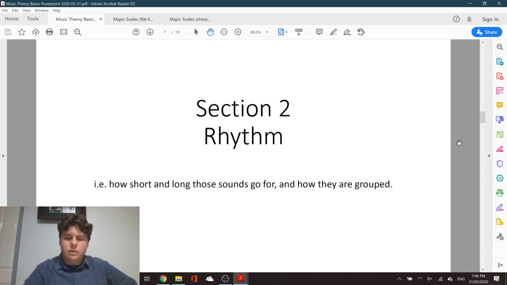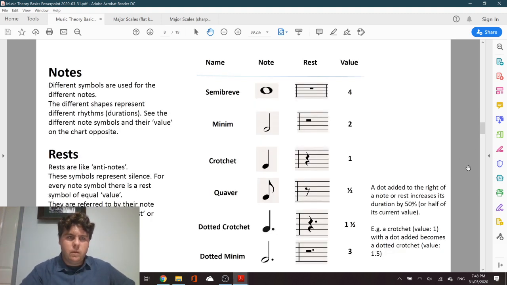Alright, so that was the notation basics section. Now we're going to move on to this big section, which is rhythm. Rhythm, i.e. how short and long those sounds go for and how they are grouped. It's a really big section.